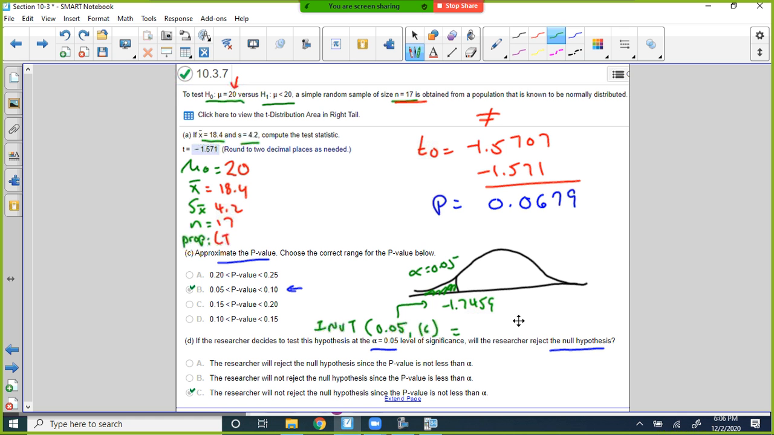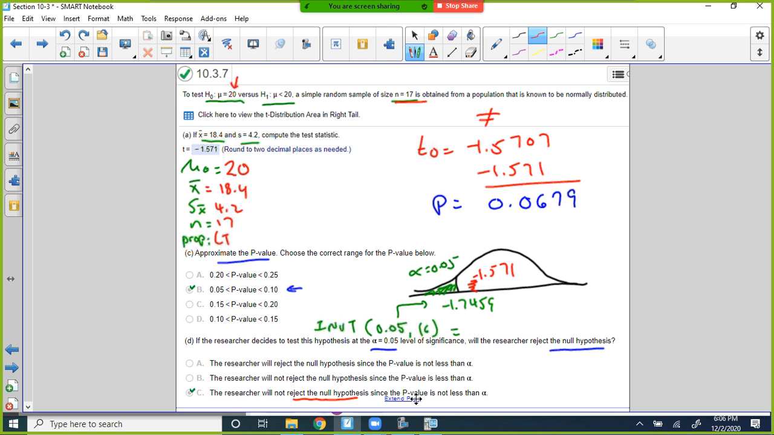Now, where does our T sub 0 fall? Does it fall in this critical area, or does it fall over in the non-critical area? Where does this T sub 0 negative 1.571 fall? That's exactly right. So when it doesn't fall in the critical area, then we can't reject the null. Okay, so the researcher will not reject the null hypothesis.